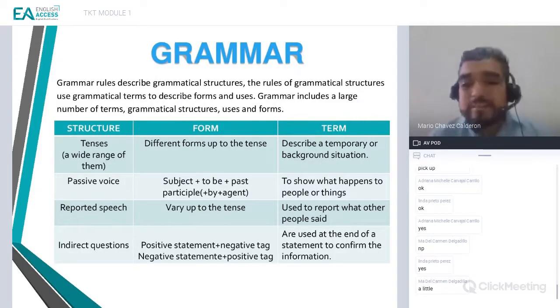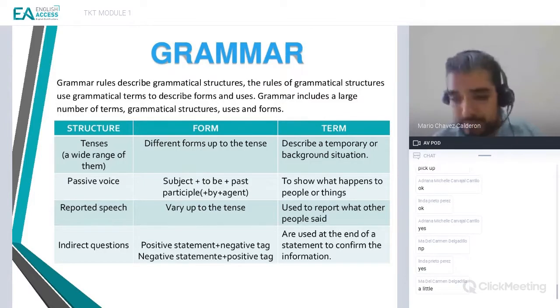Grammar. Okay, so that was about the parts of speech. But when we talk about grammar, we talk about the parts of speech, and we also talk about the structures. We have some grammatical structures. For example, the rules of grammatical structure use grammatical terms to describe forms and uses. Grammar includes a large number of terms, grammatical structure, uses, and forms.